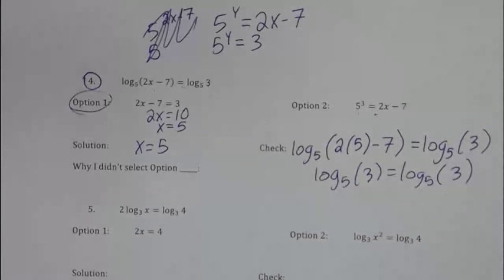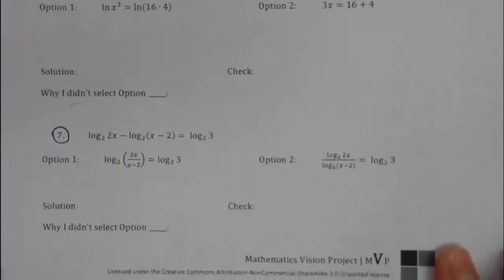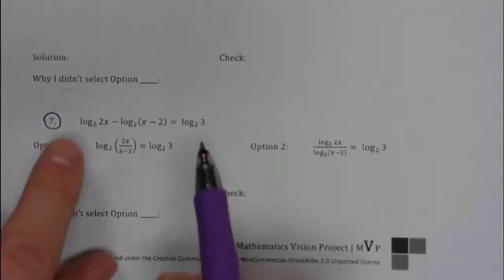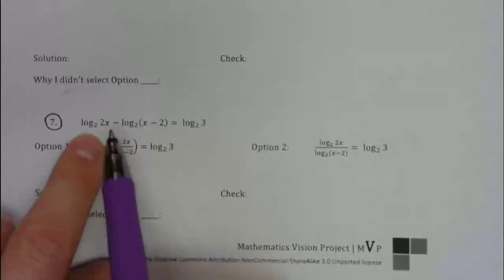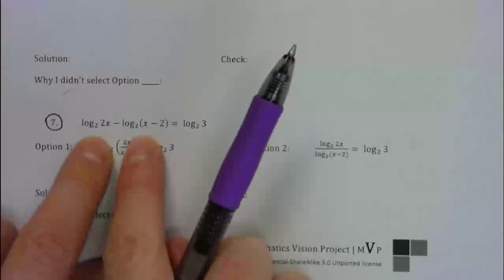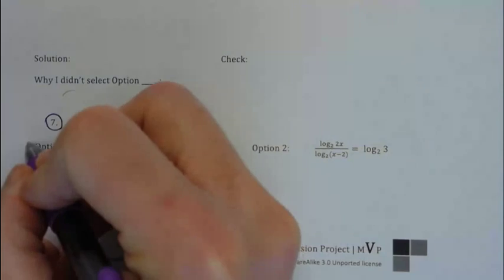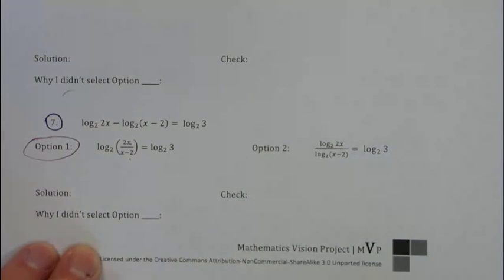Moving on to question 7. So this is our 4th problem of our video here. Question 7 is a little bit more advanced because we're going to be using logarithm properties. So we have two logarithms on the left-hand side of this equation. They're both base 2, and they're being subtracted. So when you have two logs that are the same base, you can divide what is inside of their parentheses. And that is what is happening in option number 1. We took the two logarithms, put 2x on the top and x minus 2 on the bottom.